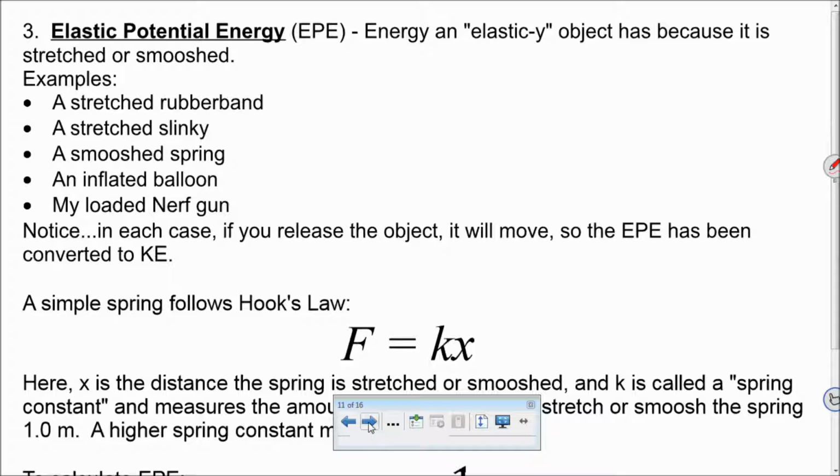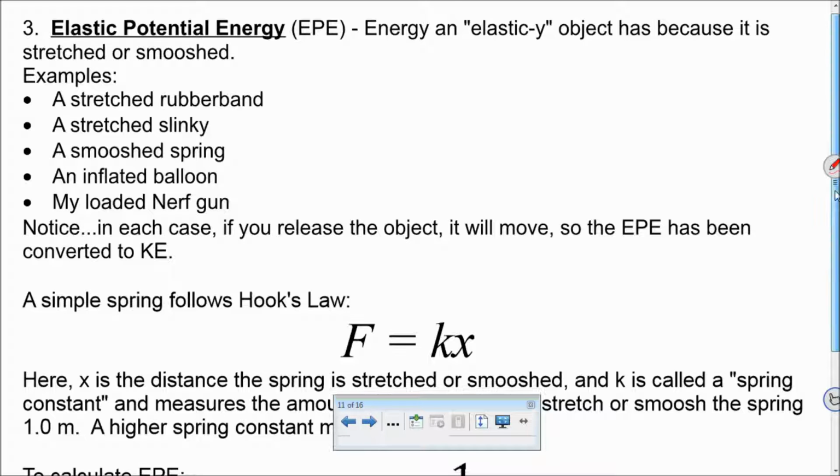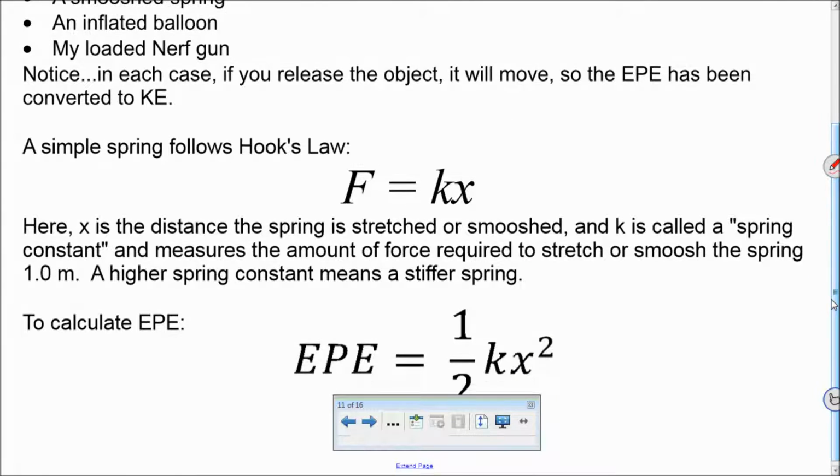All right, so a simple spring, technically the term for this would be an ideal spring. But in this class, we're going to always assume that all of our springs are quote-unquote ideal, and they follow what is called Hooke's law. So here's what Hooke's law says. The force exerted by a spring, or on a spring, because if you pull a spring with X amount of force, then it's pulling you with that same force, right?